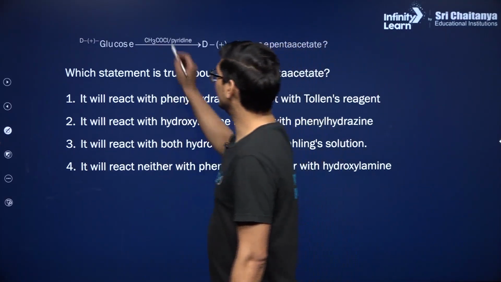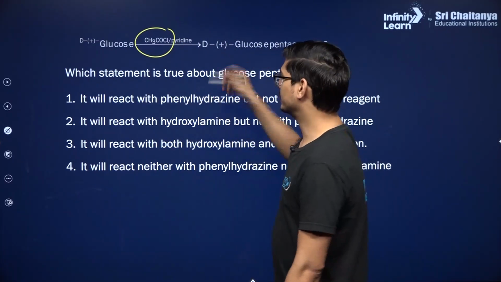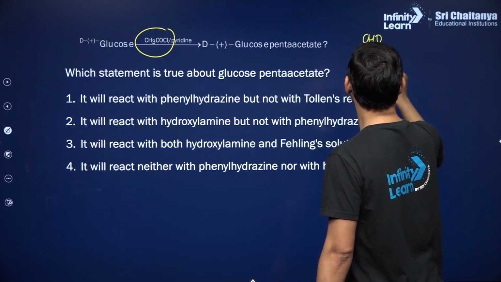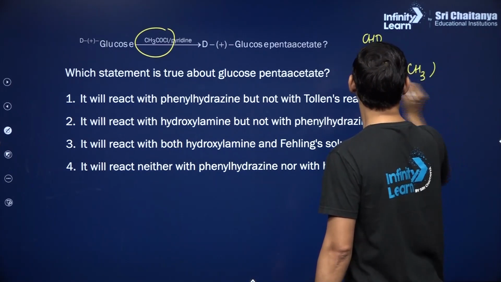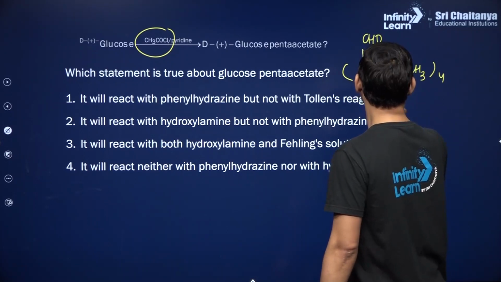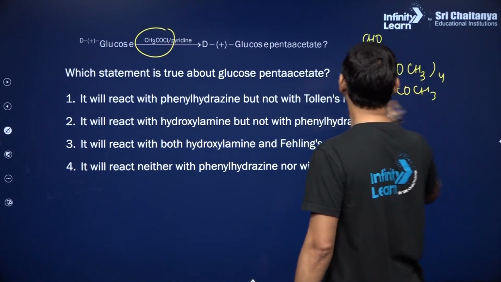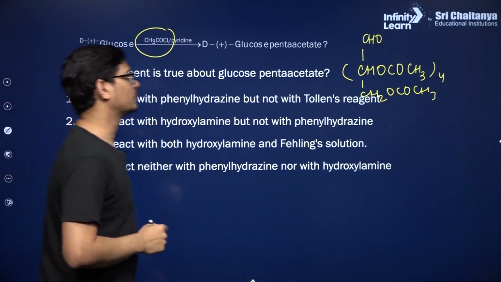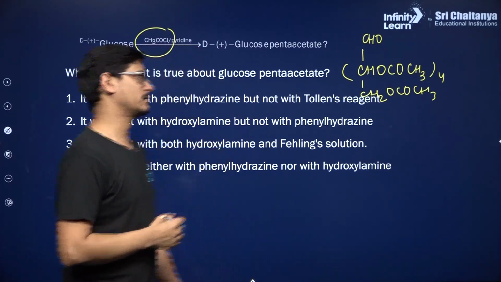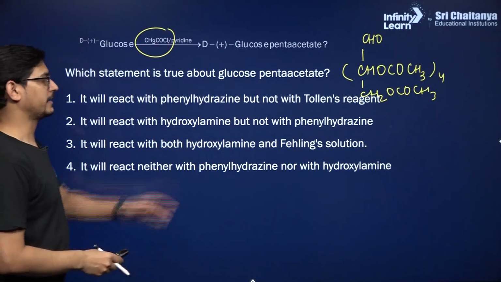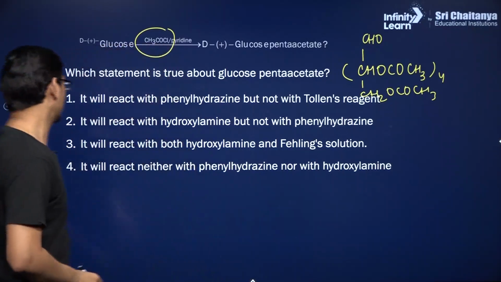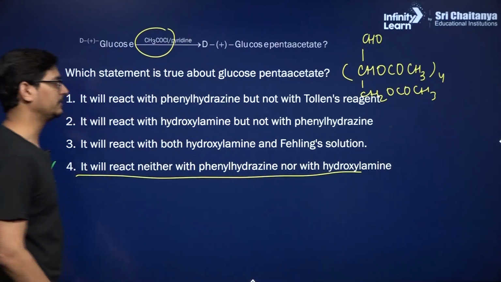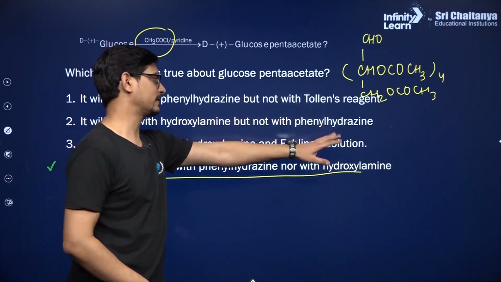D plus glucose reacts with acetyl chloride and it gives glucose pentaacetate, which is basically this, right? We have 5 ester linkages here. Now remember that the pentaacetate of glucose does not react with phenylhydrazine and hydroxylamine. That is, it does not form the hydrazone derivative as well as the oxime derivative, right? So the option is it will react neither with phenylhydrazine nor with hydroxylamine. It will still give Tollens test and Fehling's test, right?